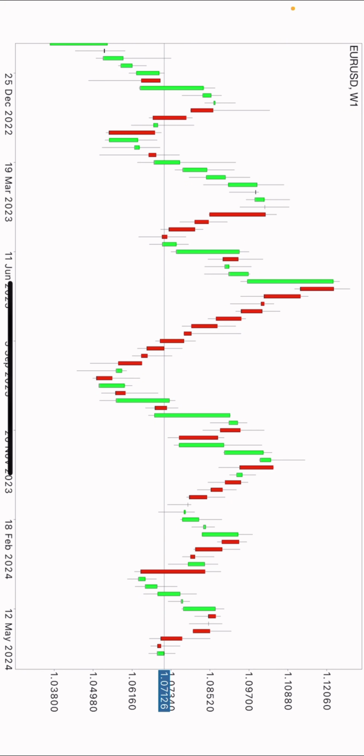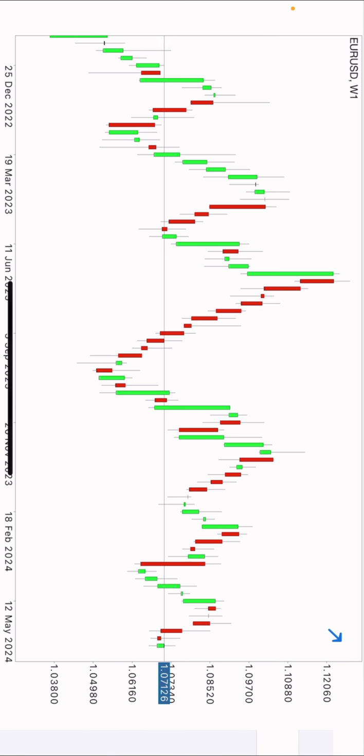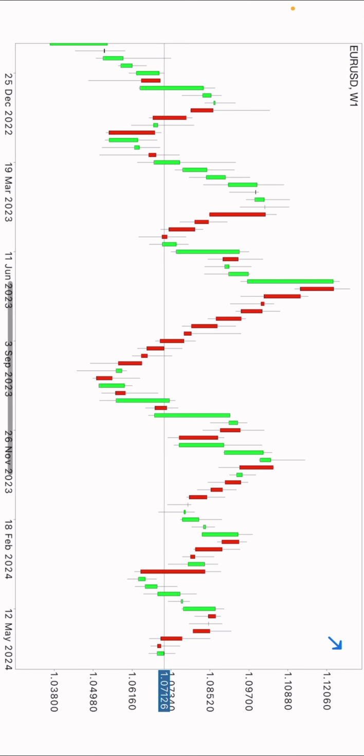So rule number one, higher time frame. We are on the Euro USD weekly time frame. So rule number one is checked. Number two, we need to look for price structure. So here is our price structure.